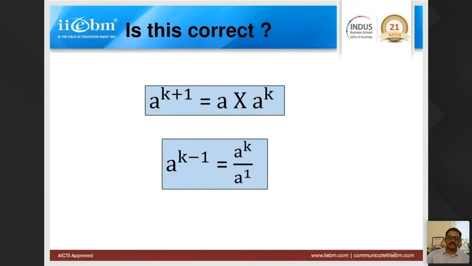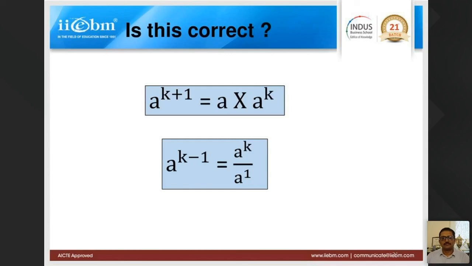Now tell me, is this correct or not? a raised to k plus 1 is equal to a into a raised to k. Is this right? Here what you can see is that a is a common base. The power is k plus 1. If we split them, then we can see a raised to k into a. How we do this is, as the base is common, which is a, when we are multiplying, this particular a has power 1, this particular a has power k, so we can add them. And yes, this is absolutely correct: a raised to k plus 1 will automatically give me a into a raised to k.